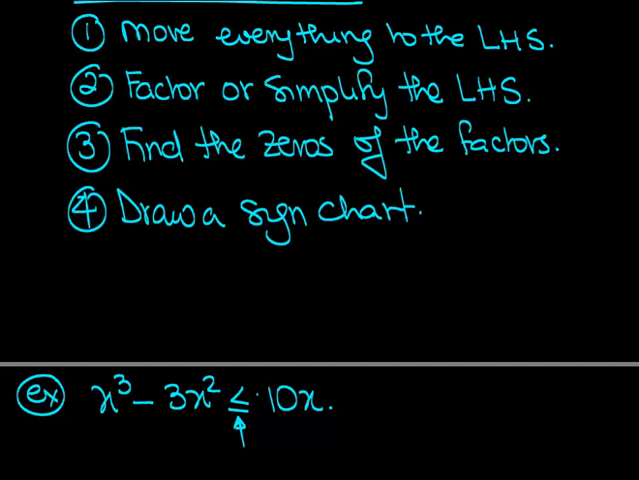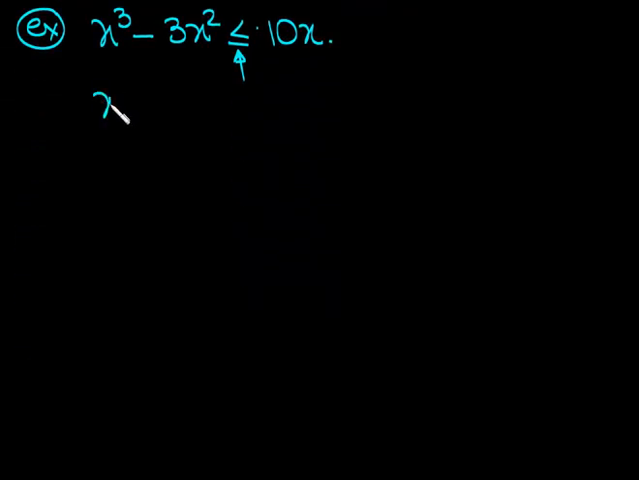So let's say I have x cubed minus 3x squared is less than or equal to 10x. Okay, you can see this is an inequality clearly, and it's degree 2 or higher because it's actually degree 3. So what do we want to do? What does it say? We want to move everything to one side, to the left hand side. So we get x cubed minus 3x squared minus 10x is less than or equal to 0.